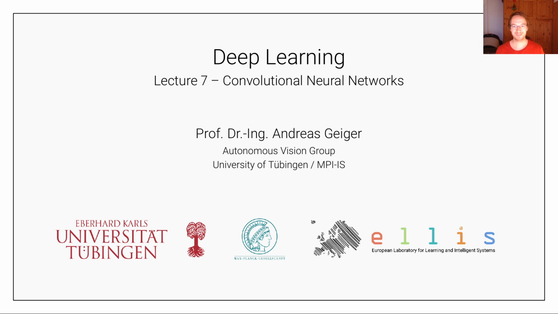Welcome to the 7th lecture of this deep learning course. Today we're going to be talking about convolutional neural networks that are the backbone of almost any modern deep neural network architecture that operates on images as input.